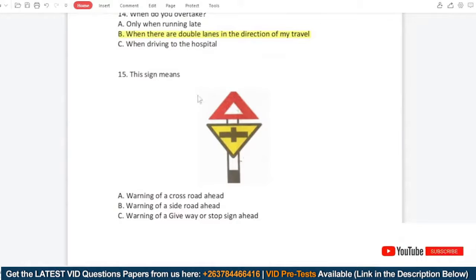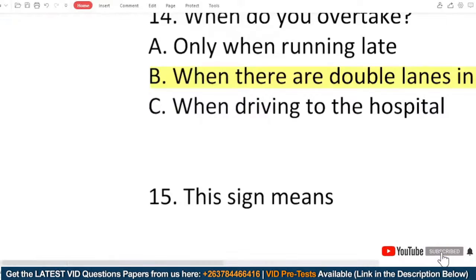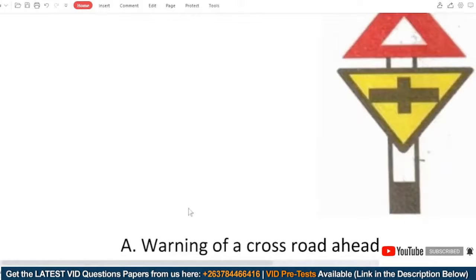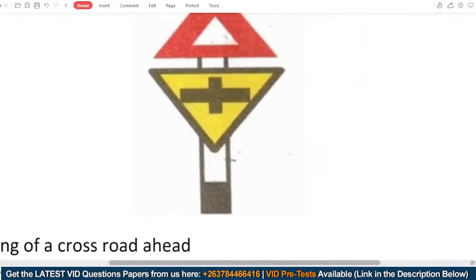15, this sign means, this is the sign. Let me just zoom in so that you can clearly see it. So this is the sign that we have here. So what is this sign here?